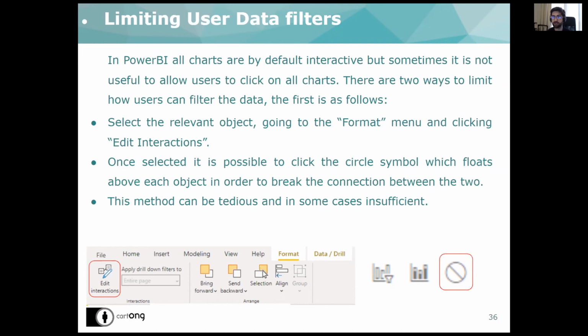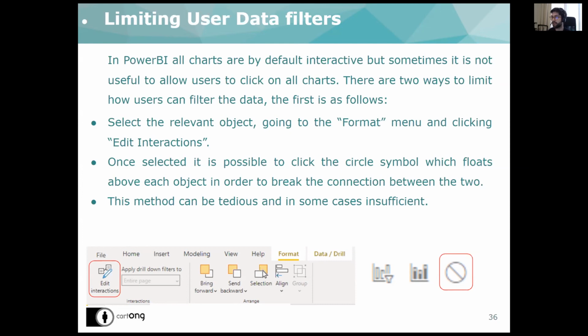In theory, it works very well. If you have a lot of objects on the screen, it's extremely tedious to break every connection between every object. If you have 5 objects on the screen, you have 20 connections. It's not one setting per object, it's one setting per connection between objects on the screen. So just to highlight that this can be done, and if you only have a few charts, this is a very good way to do that.